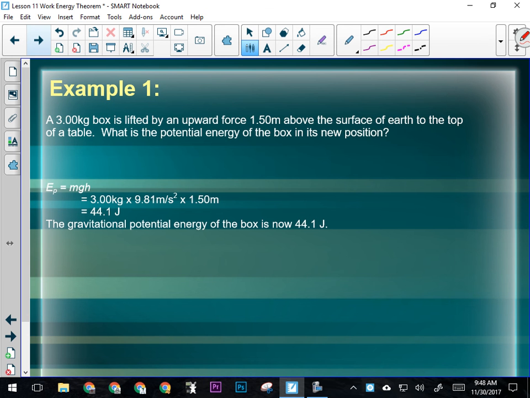Okay, so first example here. Okay, we got a 3 kilogram box lifted by an upward force 1.5 meters above the surface of the Earth to the top of a table. What is its potential energy in its new position? All right, well, potential energy is mass times gravity times height. So I take my mass, 3 kilograms, multiply by 9.81, multiply by 1.5 meters, and I get that its new energy is 44.1 joules. Okay, so it could do 44.1 joules of work from that point.